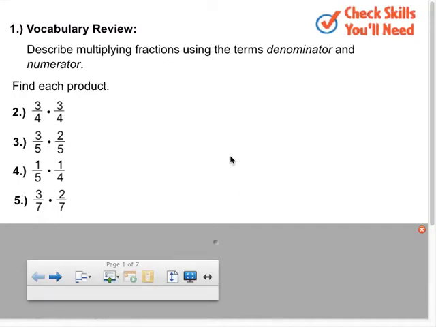Okay, this is 7th grade, second semester, Unit 6, Lesson 4. Here's our warm-up activity. Vocabulary review. Describe multiplying fractions using the terms denominator and numerator.